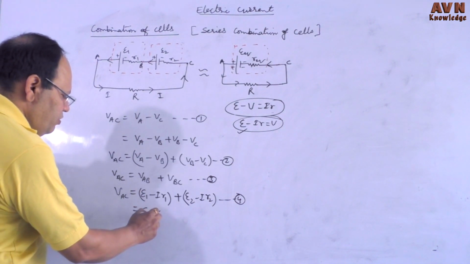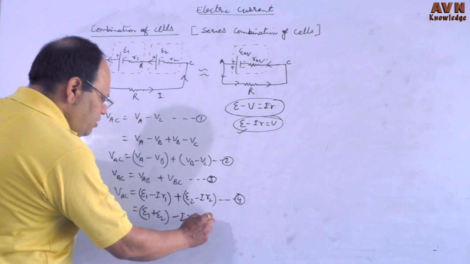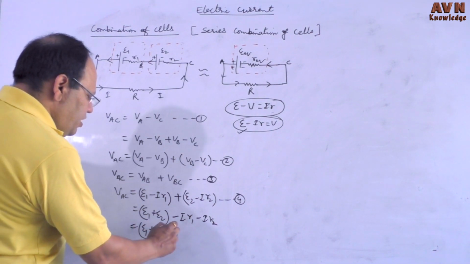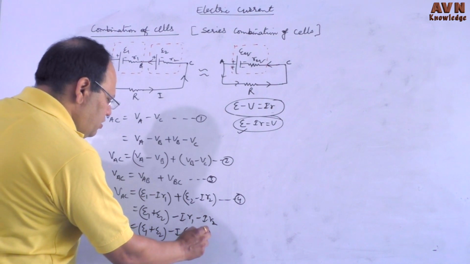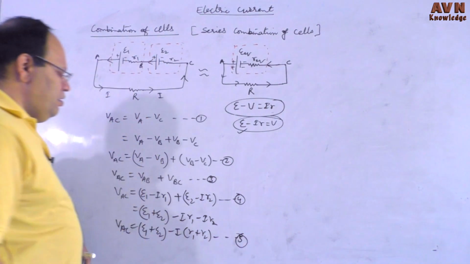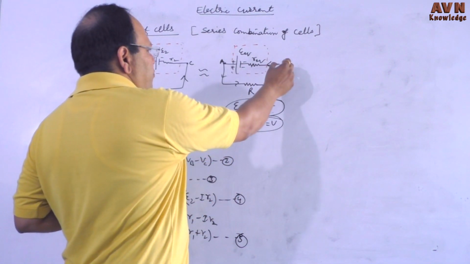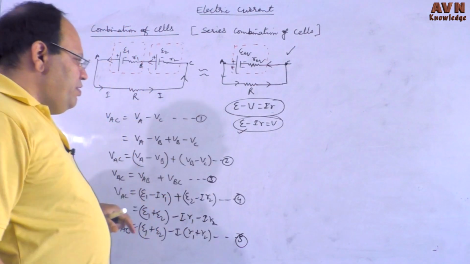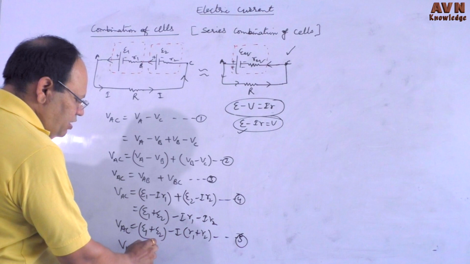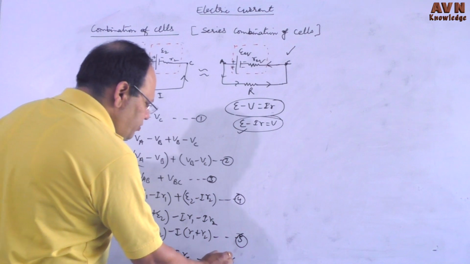Solve this equation, we can use E1 plus E2 minus I R1 minus I R2. Taking I common, then you can say minus I into R1 plus R2. This is equal to VAC. This is equation 5. When we use the equivalent diagram, what is the VAC? For this circuit diagram, what will be the VAC? This VAC will be equal to E equivalent minus I R equivalent. This is equation 6.